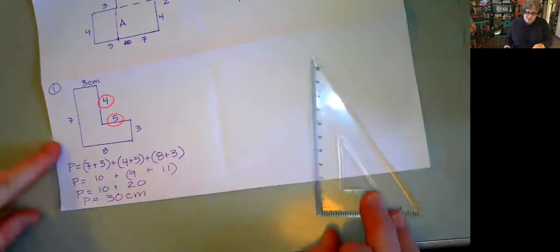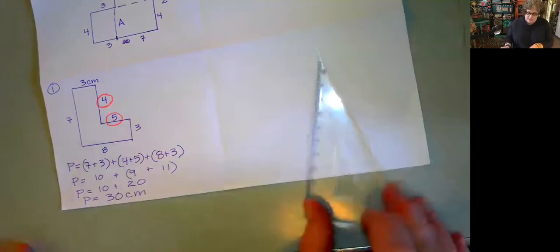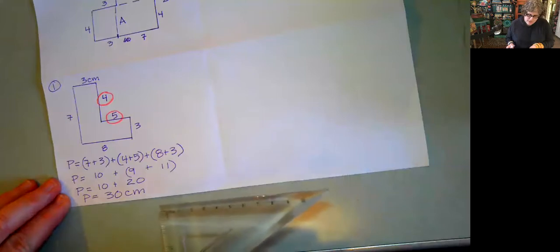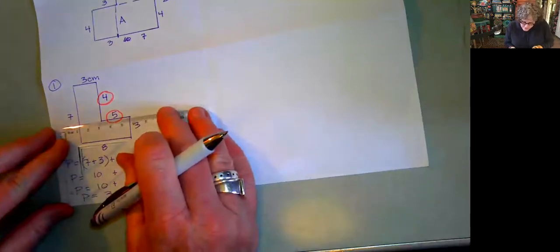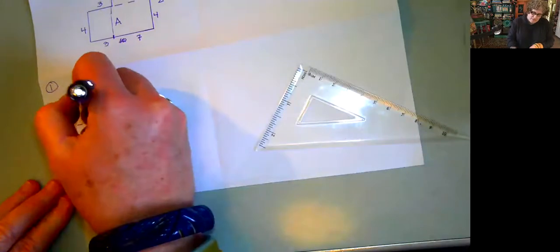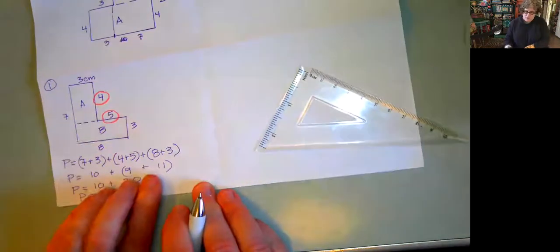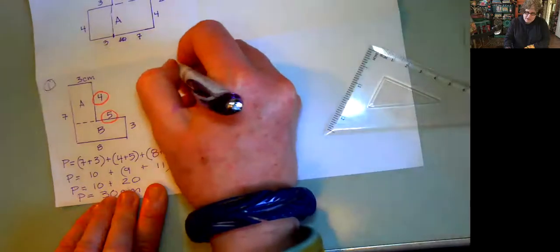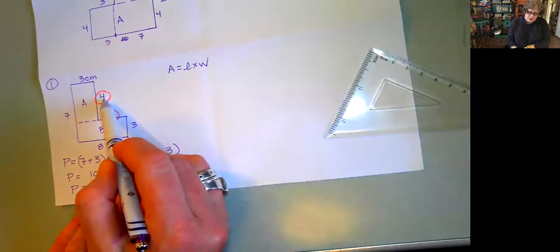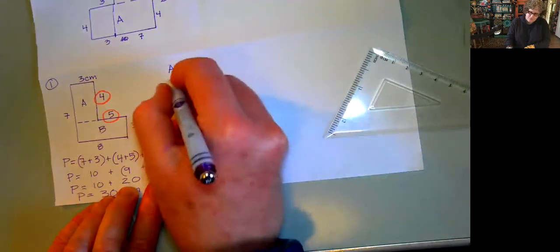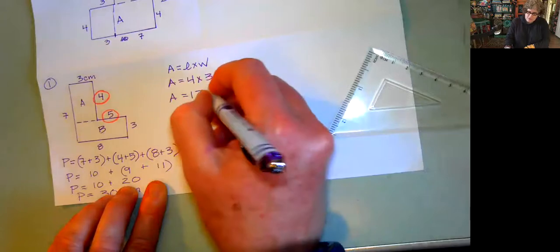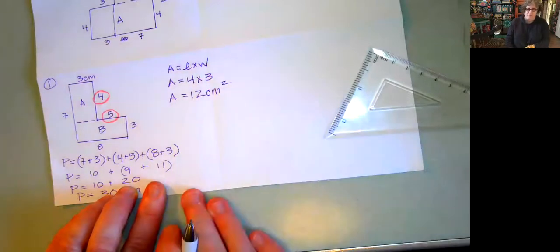Now I have to figure out the area, so I'm going to cut this shape into 2 rectangles. In order to do that, I think I'll just cut it right here. We're going to call this A, and we're going to call this B. The area of A is length times width. The length is 4 and the width is 3. So it's 12 centimeters squared.